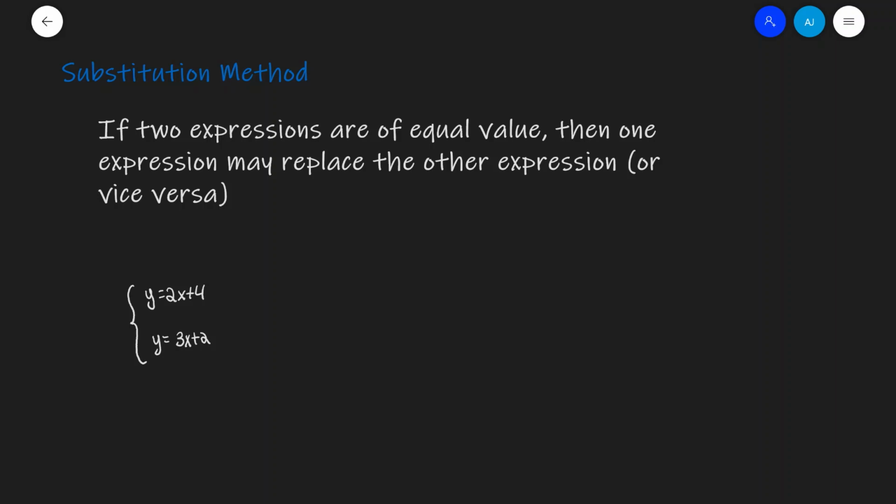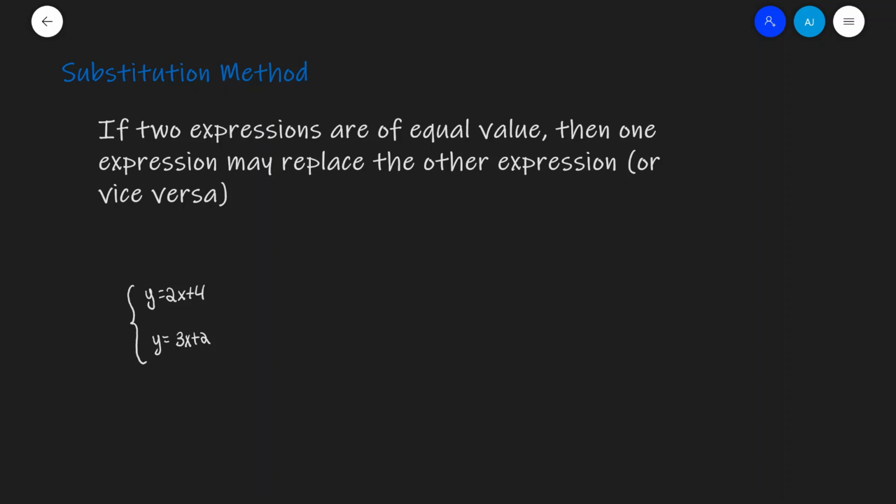Alright, so we saw graphically how to solve systems of equations, but in most cases it is time consuming to draw graphs for every system. Hence we can use the substitution method, which states that if two expressions are of equal value, then one expression may replace the other expression or vice versa. Let's look at an example of this to get a better idea of what this looks like.